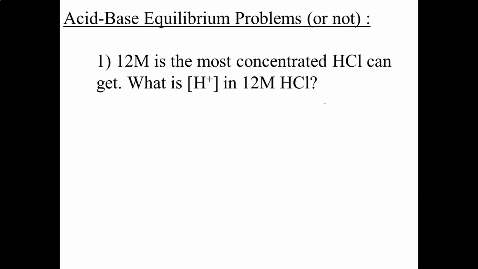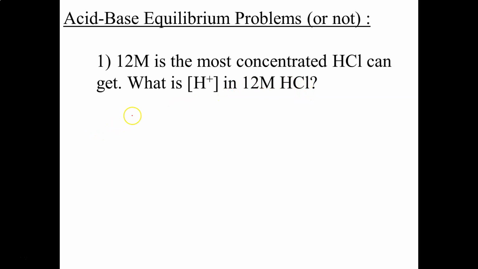The last thing to wrap this up for today is just an intro to the acid-base equilibrium problems. These are really no different than IC table problems, except we have acids and bases. So I'll get you started with the first one here because it's a little bit different. It says 12 molar is the most concentrated HCl can get. What's the hydrogen ion concentration in 12 molar HCl?